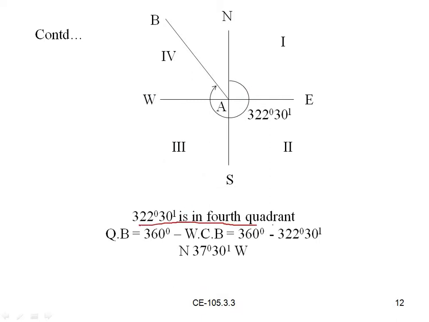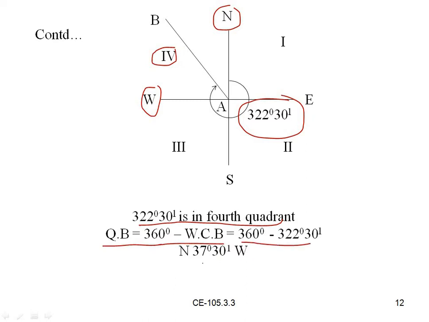322 degrees 30 minutes is in the fourth quadrant. So it is in between north and west. It is the fourth quadrant, so quadrantal bearing is equal to 360 degrees minus whole circle bearing. The answer you will get is north 37 degrees 30 minutes west.